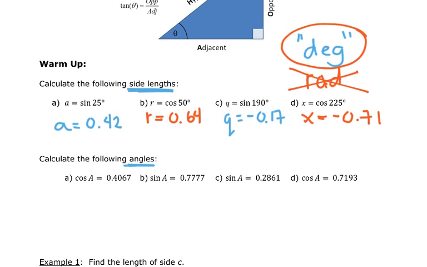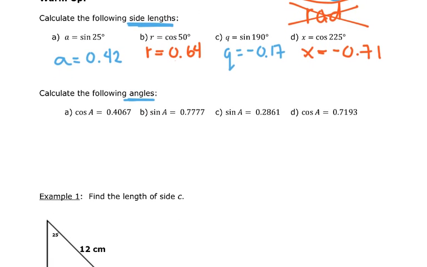So side lengths are quite easy to calculate. What we're going to do now is practice calculating angles. So looking right here at A, we see that we're looking for the angle A, and it says that cos of A equals 0.4067. So we can't put cos A into the calculator. It's not so simple as above. We need to get A completely on its own, but what's in the way is this cos. So we've got to move this cos onto the other side.